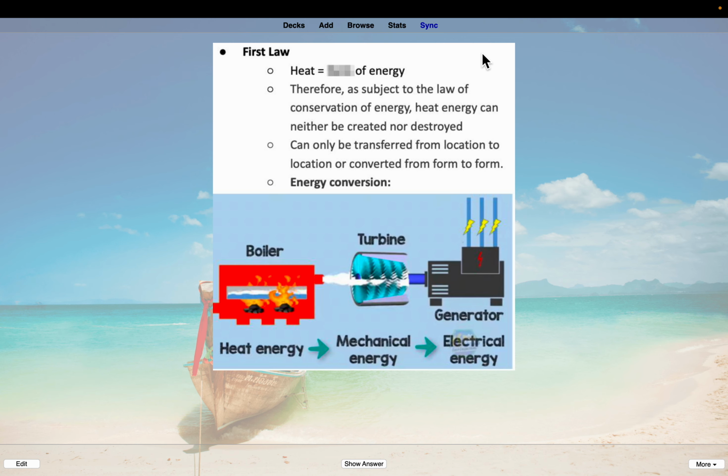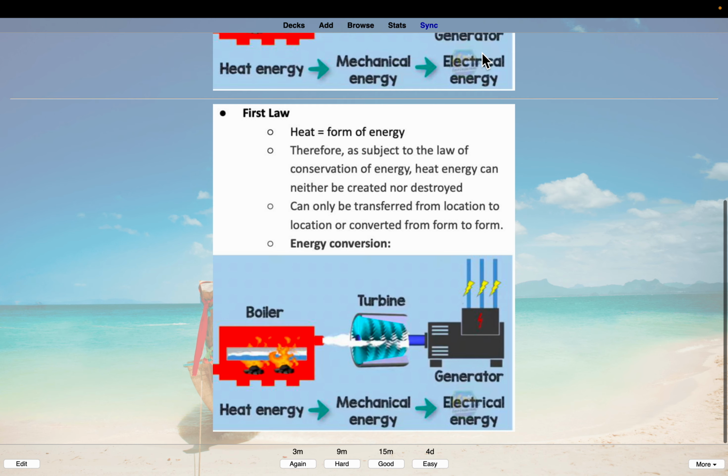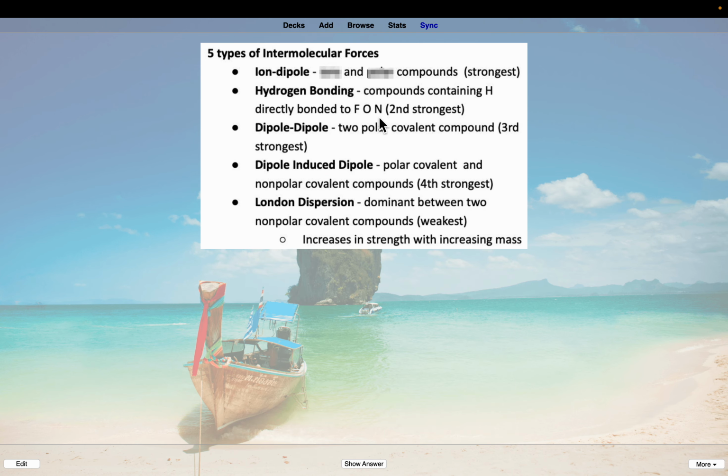First law. This is the first law of thermodynamics. Heat is a form of energy. Therefore, as subject to the law of conservation of energy, heat can neither be created nor destroyed. It can only be transferred from location to location or converted from form to form. So let's say in a boiler we have heat energy. It's converted into mechanical energy through a turbine, and it's converted into electrical energy as it's transferred into a generator. So that's it.